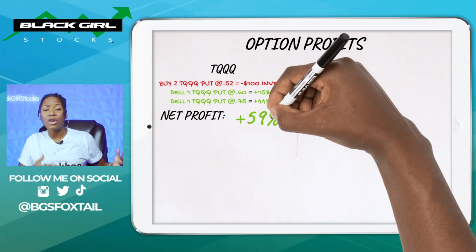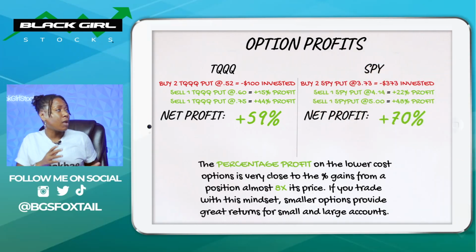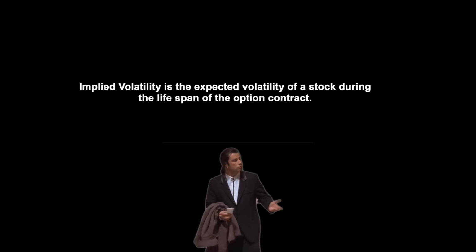And those are still good. They were both profitable, but you can see the magnitude that the smaller options can provide. So, don't let the low cost fool you. They still bite back. Now, you can find these undervalued options in a few different ways, but one important thing when using options is the option implied volatility. Now, implied volatility is the expected volatility of a stock during the lifespan of the option.